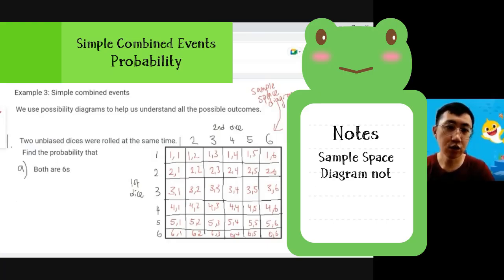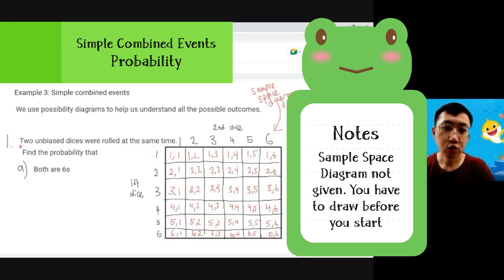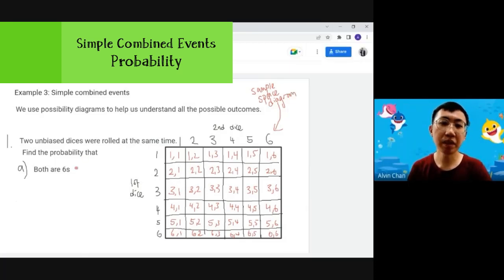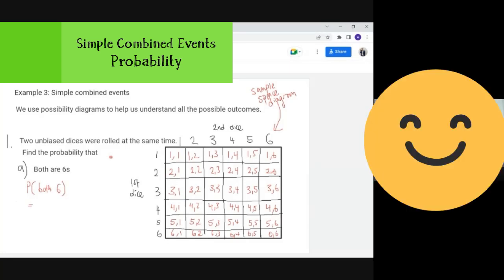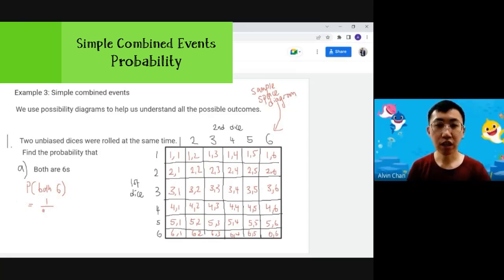Okay, now let's do this question. Two unbiased dice will roll at the same time. Find the probability that both are 6. Now, this one is S, not 5, 6 with the S. So you write P, both 6. 1 out of 36. Yeah, correct. 1 out of 36.